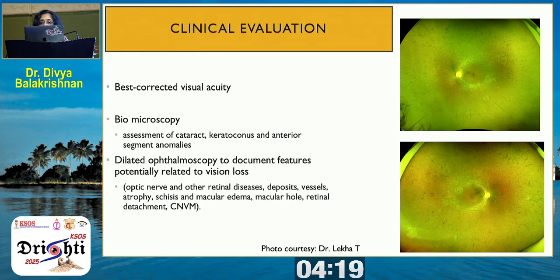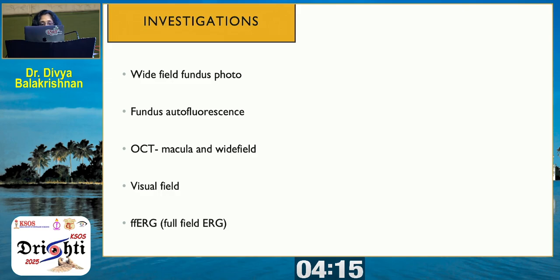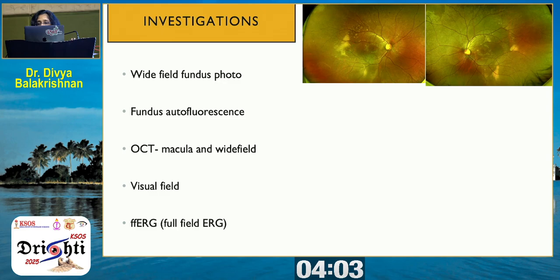So all these findings, you should explain what the vision loss has caused. Then coming to investigation. After your systemic examination and the ophthalmic examination, now you move on to the investigations to differentiate these entities. So always take a fundus photograph to document at least the progression and look at the changes.